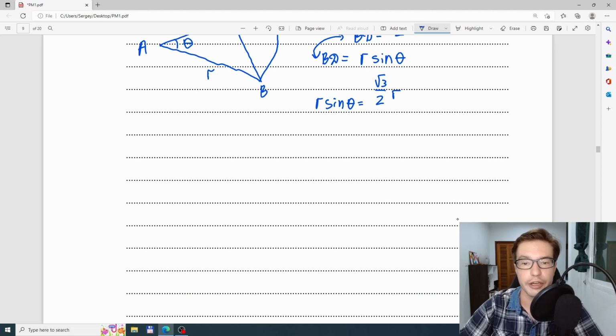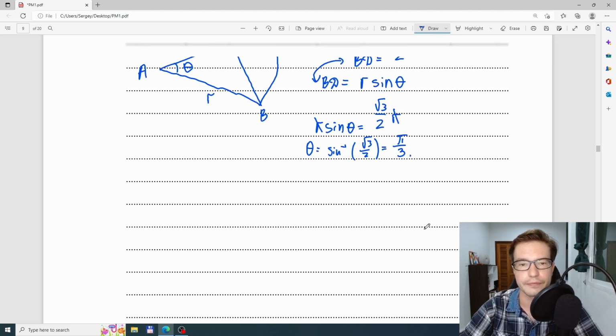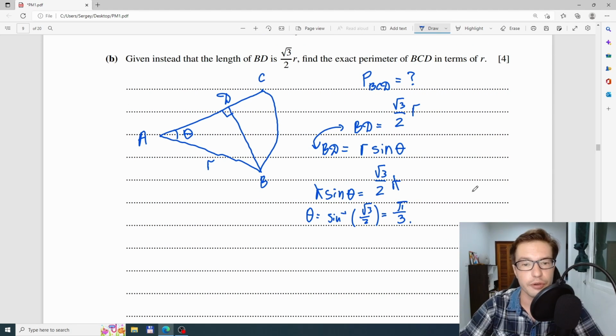Now divide both sides by r, so we get sine theta equals square root of 3 over 2. Take the inverse sine of root 3 over 2, and that gives us pi over 3. So now we know the angle theta. Okay, we're looking for the perimeter of BCD, and the perimeter would be the length of the arc BC. I'm going to use this symbol for the arc, plus DC, plus BD.